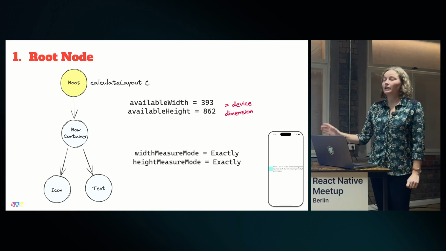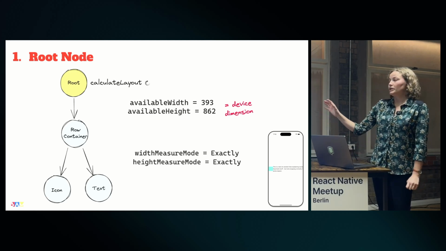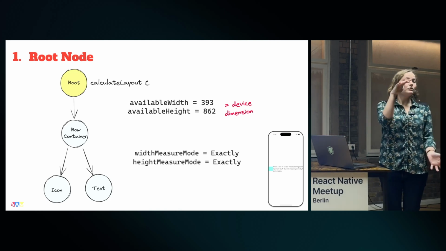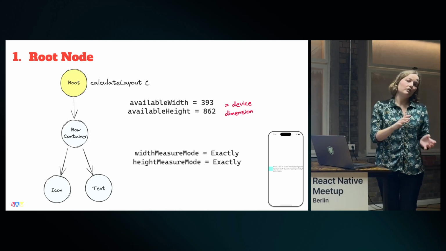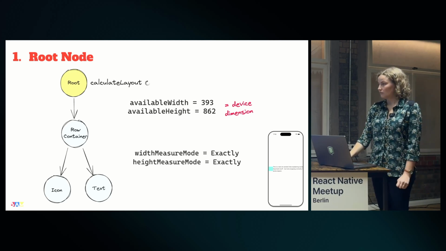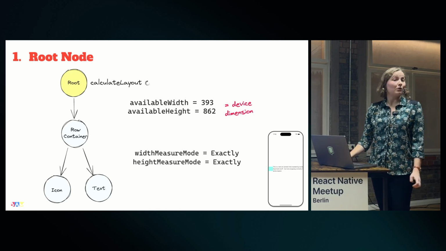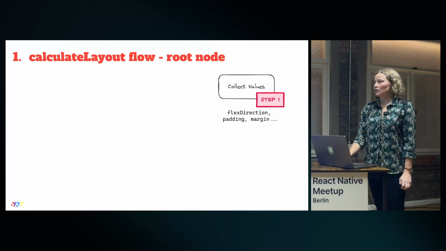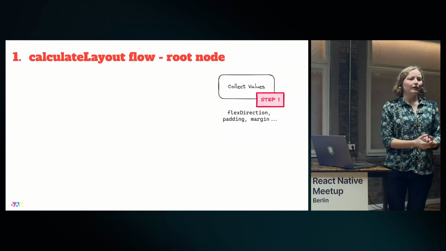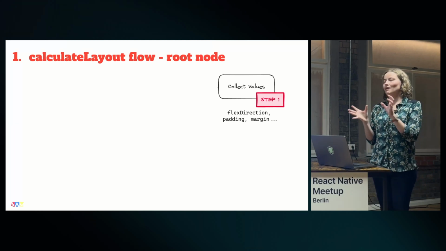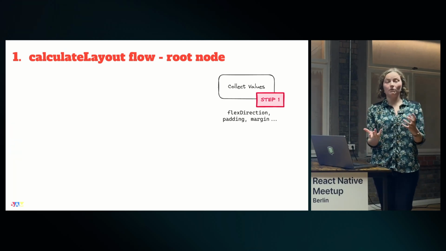Okay, so in our case, we used the exactly mode because the root node had the flex one to take all the space on screen, so you exactly fit to the device dimension. And we can start the computation. Now we know the parameters we're using. The developers that made Yoga gently put step on it, step 1, step 2. We have 10 steps to solve the full algorithm.